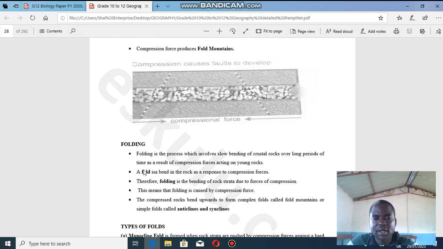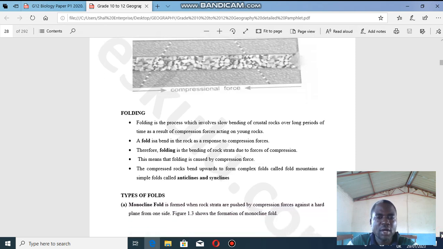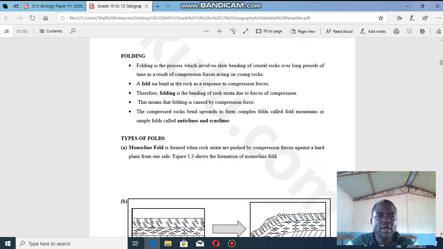Which of the following is a characteristic of these forces? So that is folding, a fold or folding. So this means that folding is caused by compressional force. These are the key details you need to look out for in geography. So folding is caused by compression force.